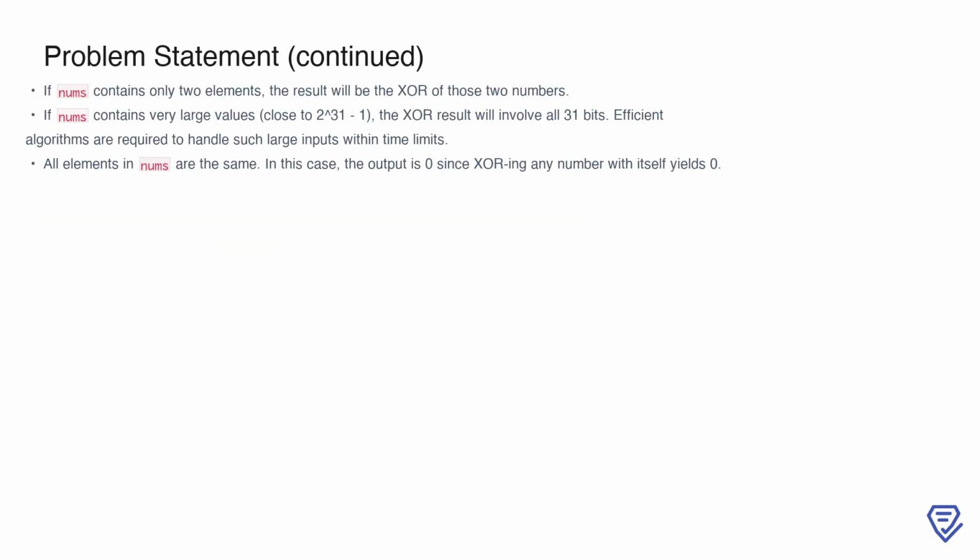Finally, let's consider some important constraints and edge cases. If the array contains only two elements, the result will simply be the XOR of those two numbers, as there are no other pairs to consider. If the numbers in the array are very large, close to the maximum value of 2 to the power of 31, the XOR result could involve all 31 bits, which makes it crucial to have an efficient algorithm to handle such cases within the time limits. Additionally, if all elements in the array are identical, the result will always be 0, because XORing any number with itself results in 0. These edge cases highlight the importance of considering both the size and the values in the array when designing an optimal solution.